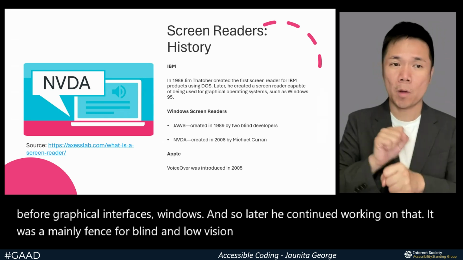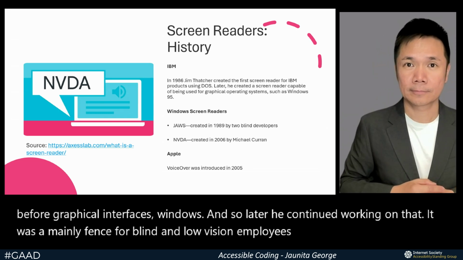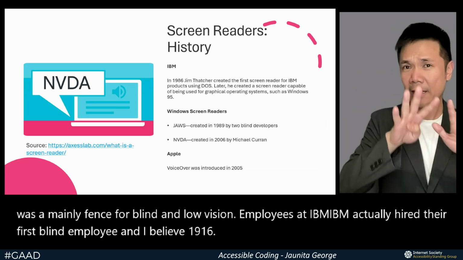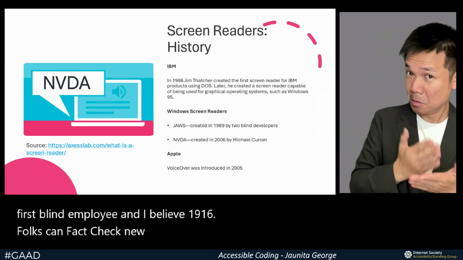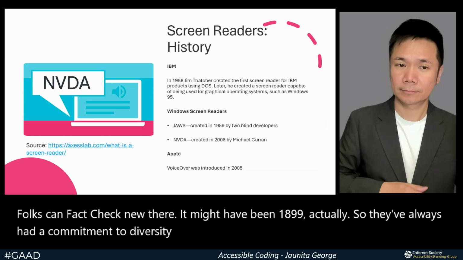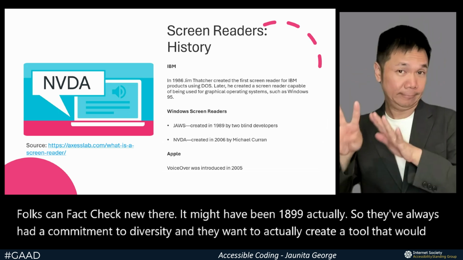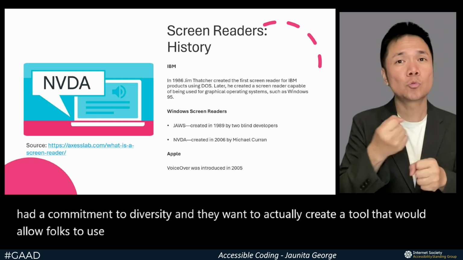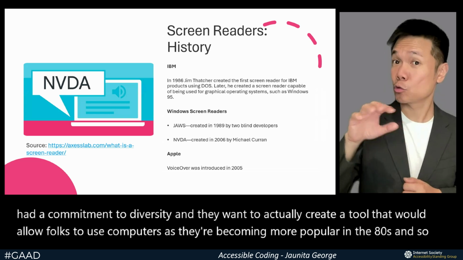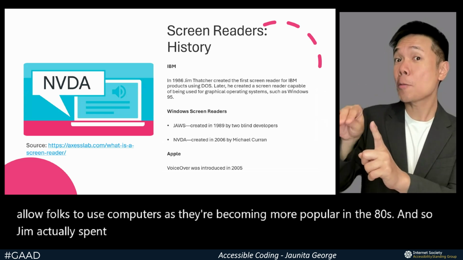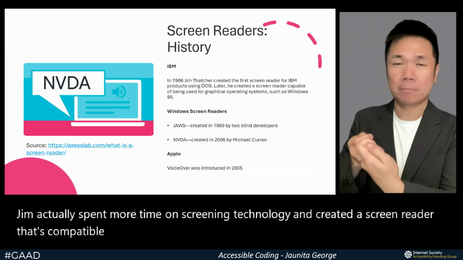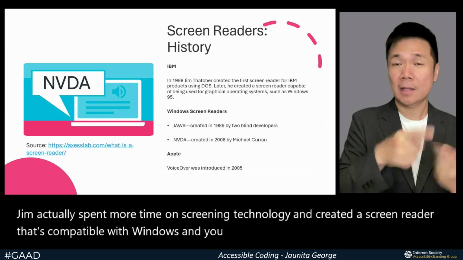IBM actually hired their first blind employee in, I believe, 1916. Folks can fact check me there. It might have been 1899, actually. So they've always had a commitment to diversity, and they wanted to create a tool that would allow folks to use computers as they were becoming more popular in the 80s. And so Jim actually spent more time on screen reading technology and created a screen reader that's compatible with Windows and other graphical operating systems.